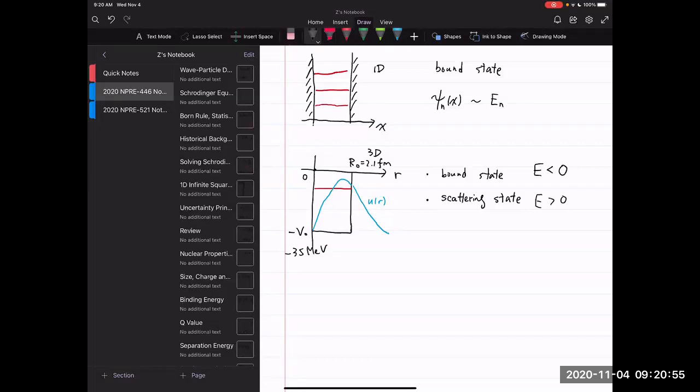For heavy nuclei, indeed, we can have multiple energy levels here. There could be multiple bound states, and that is used to describe the excited states of the nuclei. For the deuteron, we don't have an excited state. So it is a very shallow potential, and we only have one bound state solution.